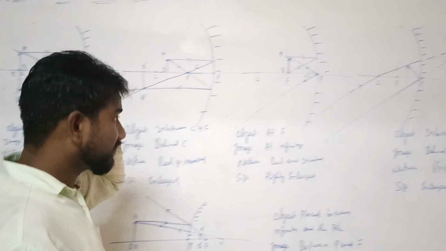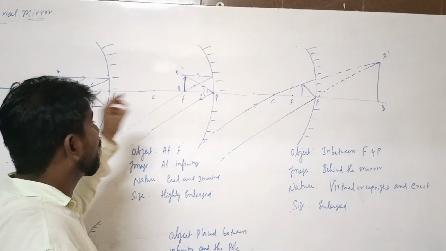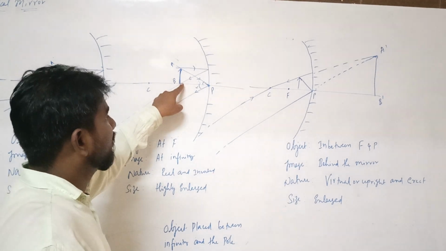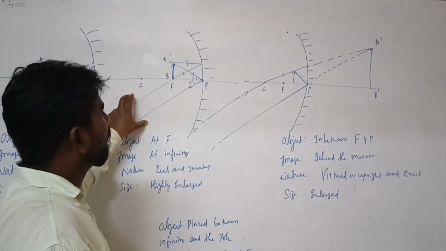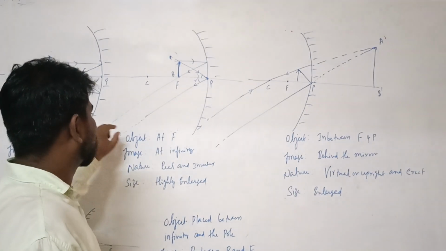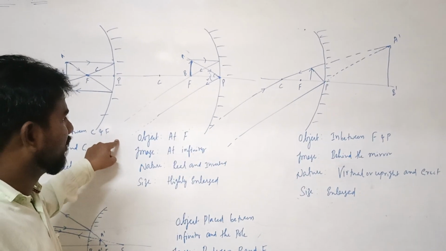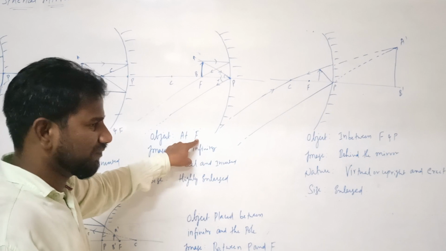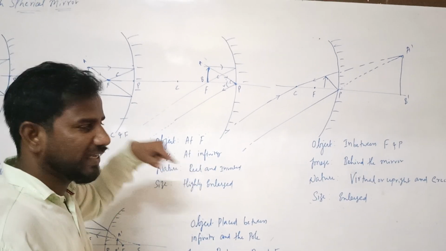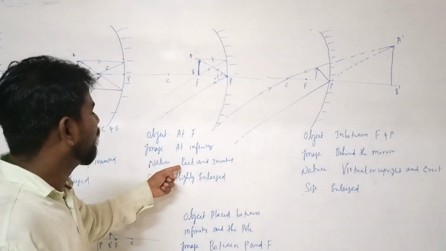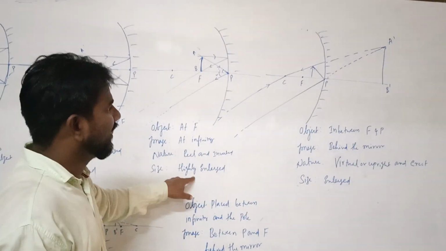Now coming to when we keep an object at the focus, the image formation takes place at infinity because these rays never meet. So when an object is at F, meaning focus, the image formation takes place at infinity, which is also real and inverted, highly enlarged.